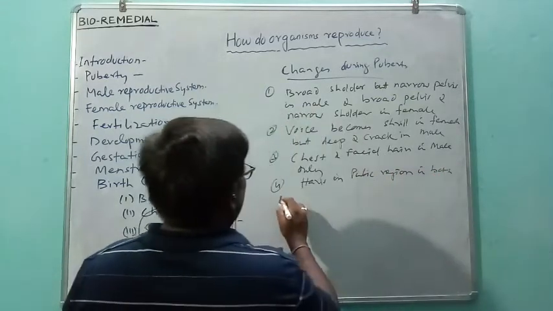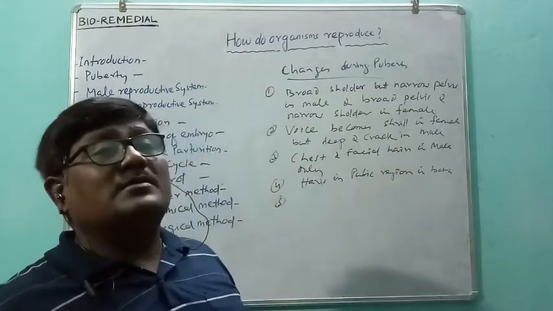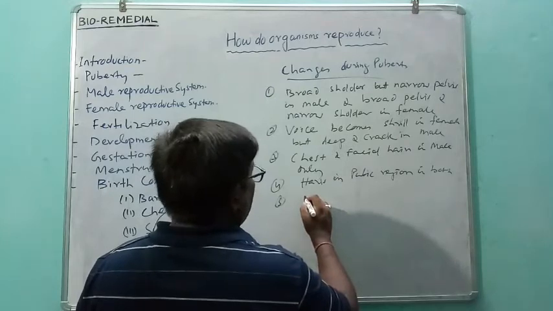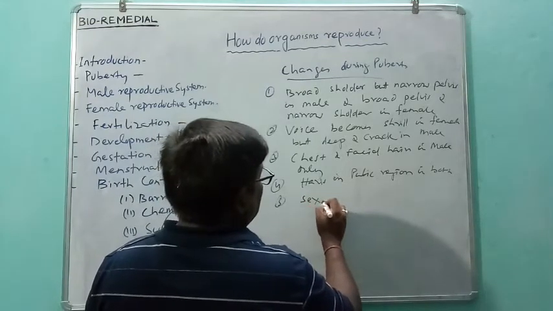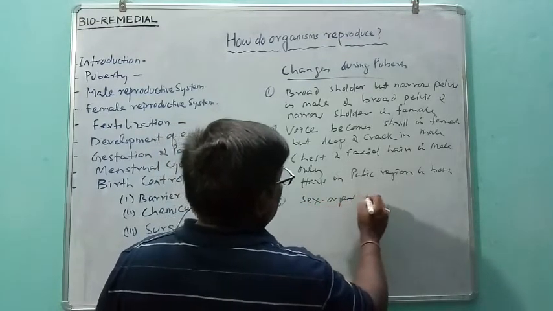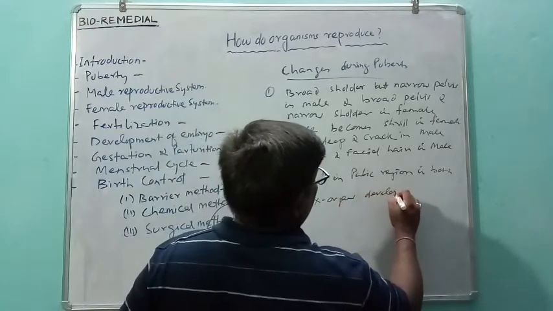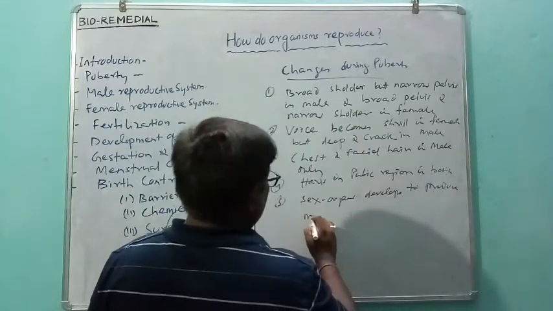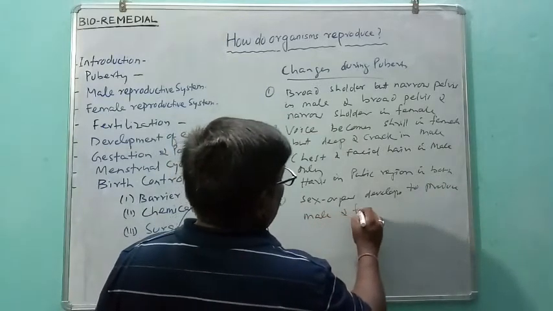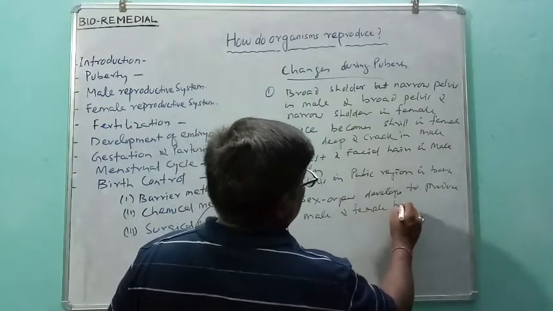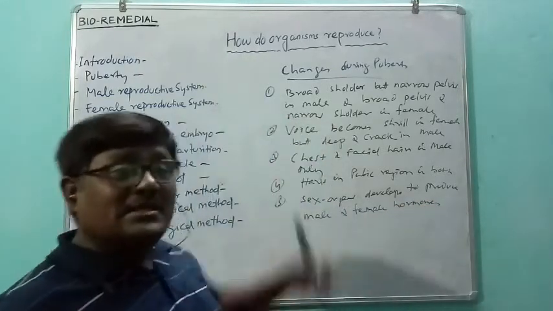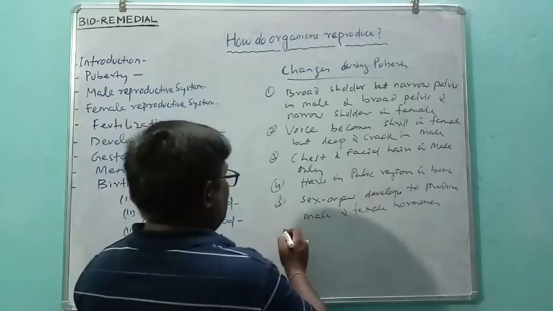And then, so far as sex organs and sex glands are concerned, the testis and ovaries are developed. Sex organs develop to produce male and female hormones. Actually these hormones are responsible for all the changes. Then six.